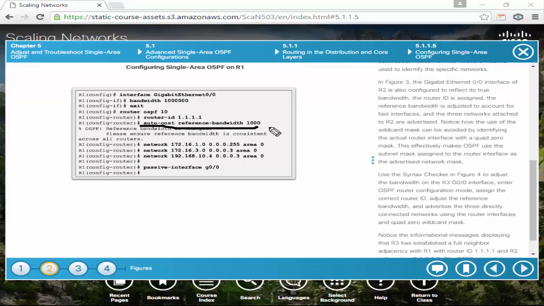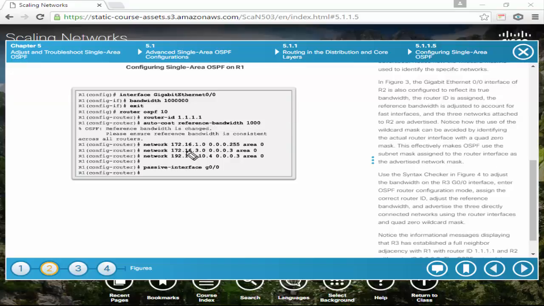This is going to change that cost. Remember, OSPF was designed for slower networks, so if we had a 10 gig link, it looks the same as a 1 gig link or a 100 meg link. So we want to set that, and if we had 10 gig, we'd probably add another 0 onto that to calculate the cost, right? This is calculating it for 1 gig speeds.